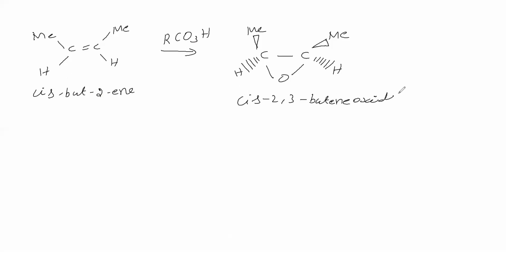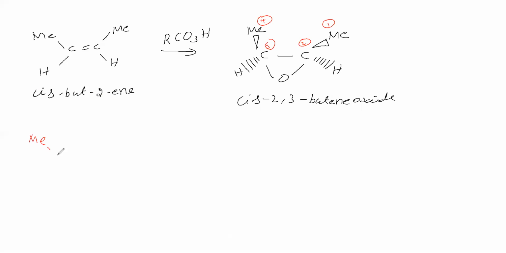Butene oxide we are saying. Why 2,3? In the sense it is first carbon, second carbon, third carbon, fourth carbon. At second and third carbon, oxygen is there. Therefore, oxide is present at 2 and 3 carbons, butene 2,3 oxide. Like this we can say. Why is it cis? In the sense similar groups are on the same side. Hydrogen, hydrogen are on the same side. Therefore, cis.